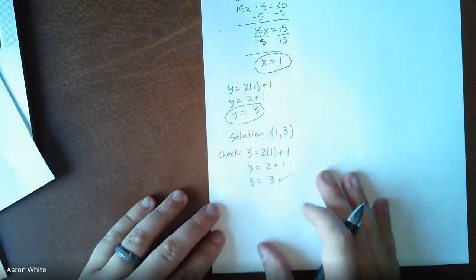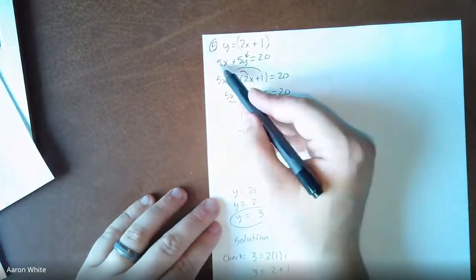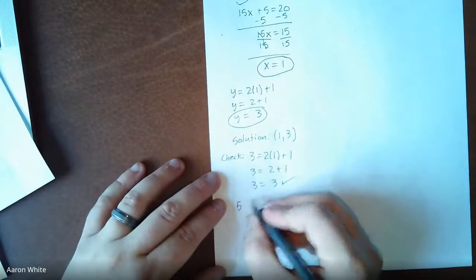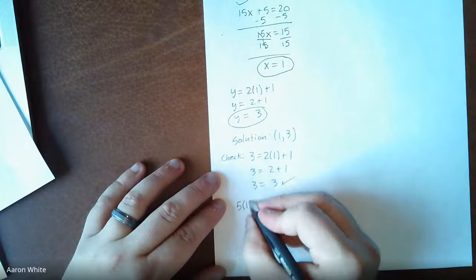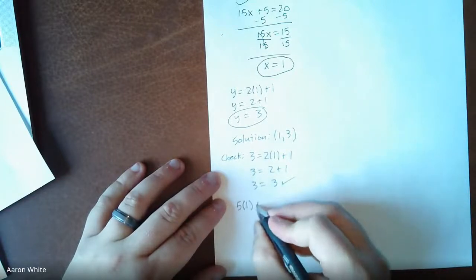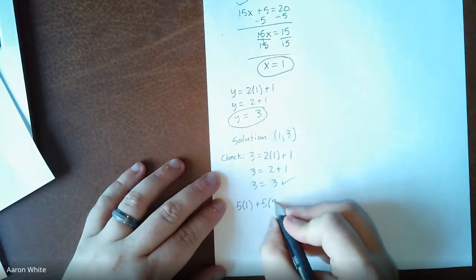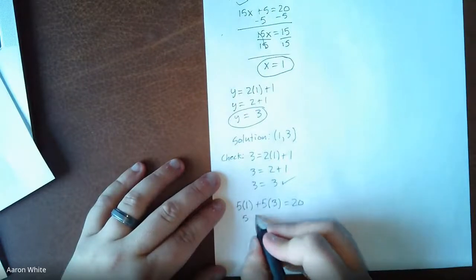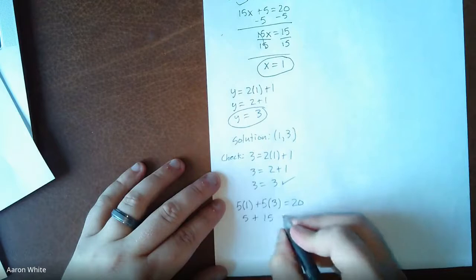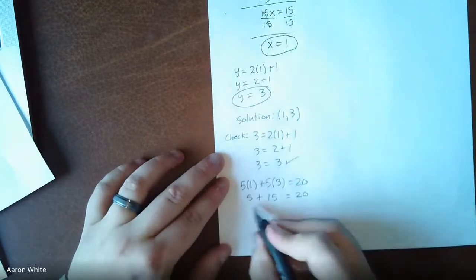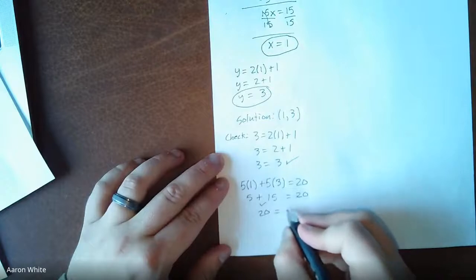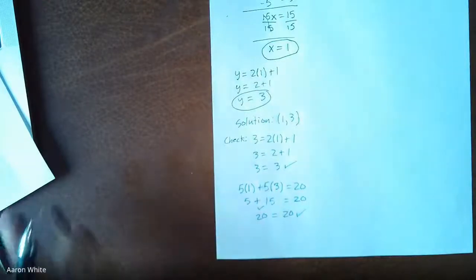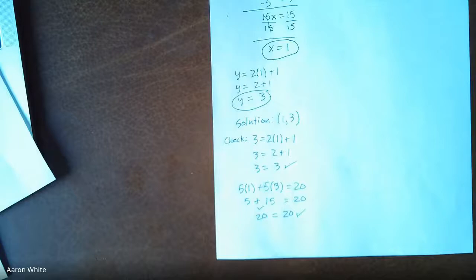We're going to do the same thing for the second equation. Remember, the second equation here is 5x plus 5y equals 20. So we will write 5, and then instead of x, we're going to replace x with a 1. We're going to substitute that 1 in. 5 times 1 plus 5 times y. y is 3 in this case, equals 20. We know that 5 times 1 is 5, plus 5 times 3 is 15. Does that equal 20? Yes, 5 plus 15 is 20, and 20 does equal 20. And there you have it. You now know how to solve linear systems using the substitution method.